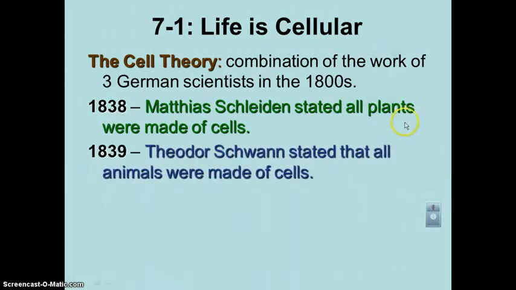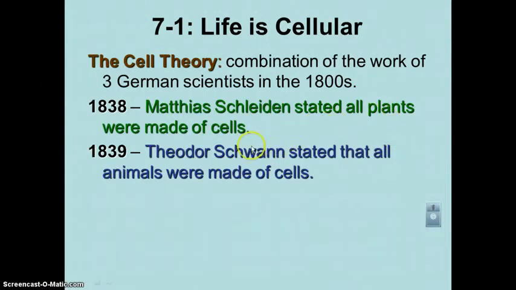A year later, another German scientist named Theodor Schwann stated that all animals were made of cells. Same idea with him. He had looked at enough animal tissue and noticed that there were cells in every single one of them that he decided that it was safe to say that all animals were made up of cells.